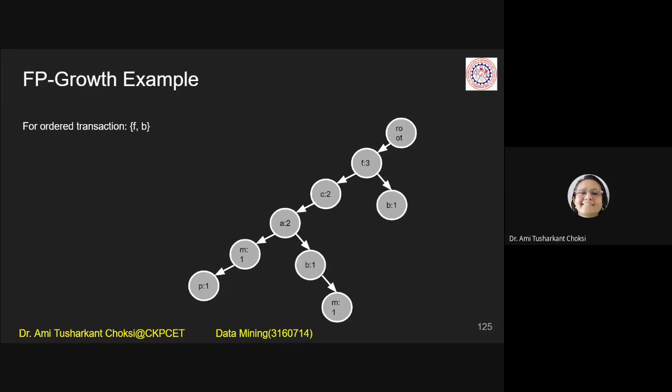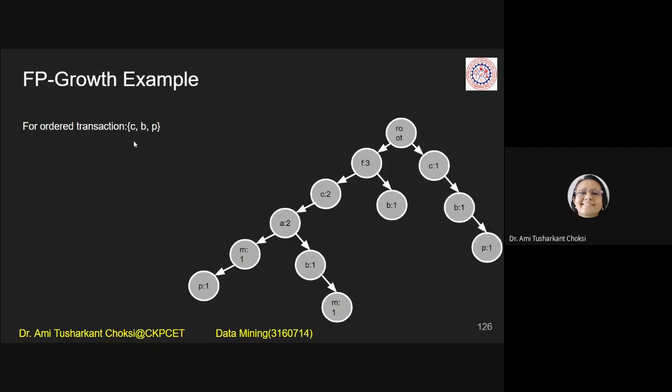Now the next transaction is F and B. So let us start from the root. F is revisited, so increase the count. B is not there in the path, so we will add it. You can see the previous figure: this was F2 and no branch was there for B. This is what we are adding in this step. So B1 is added.